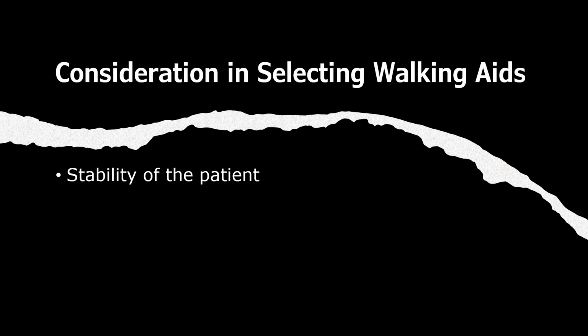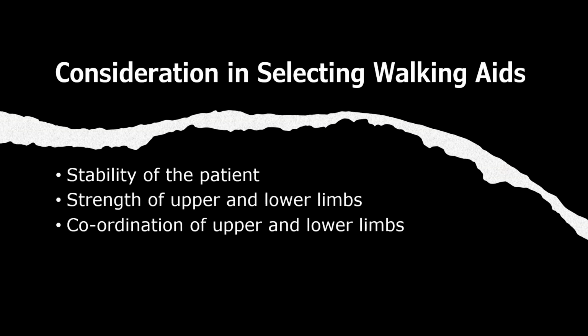And the second and the third one is strength and coordination of upper and lower limbs.